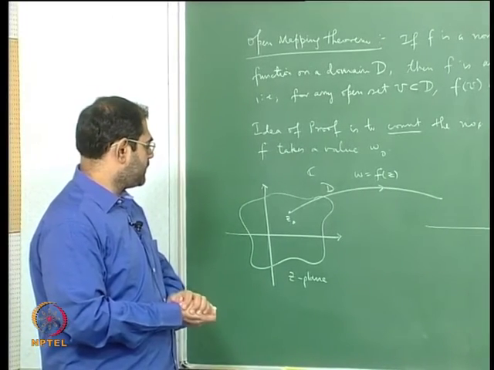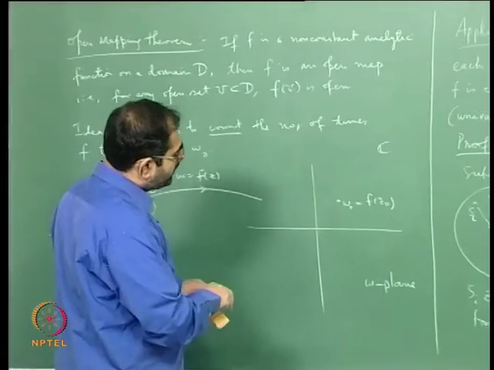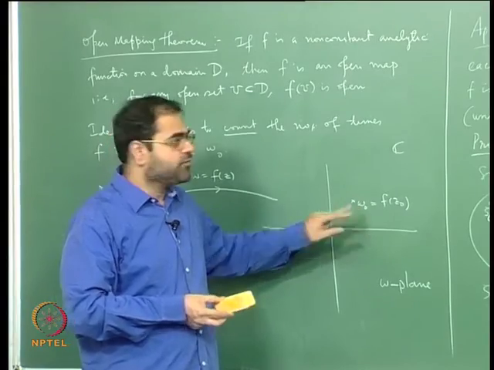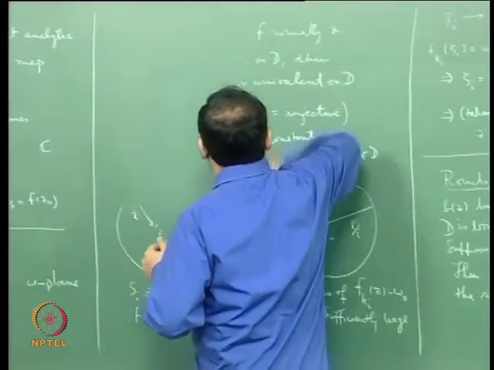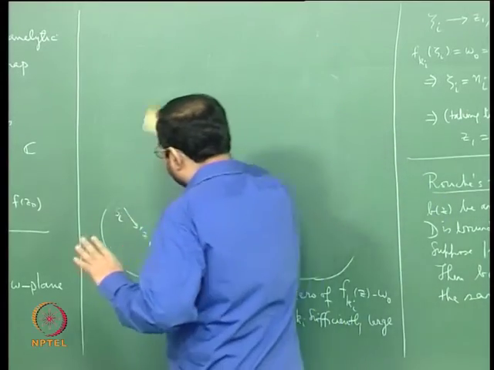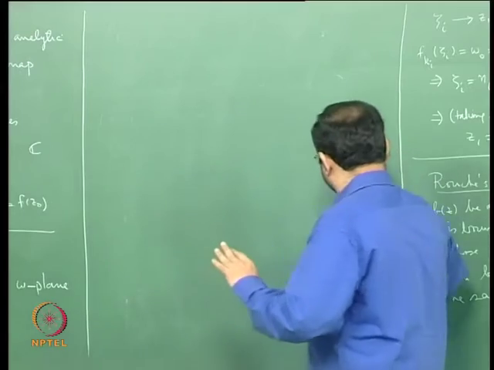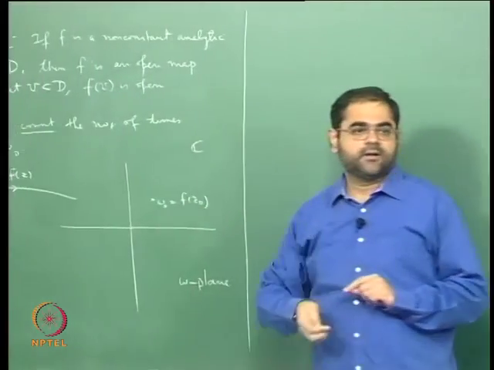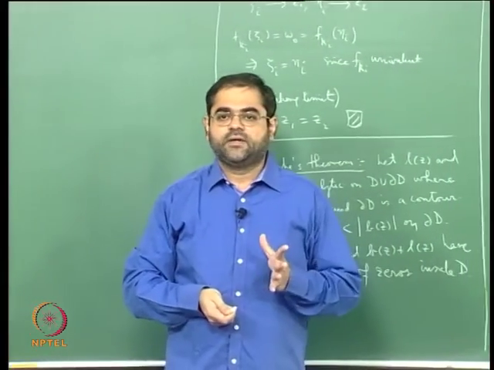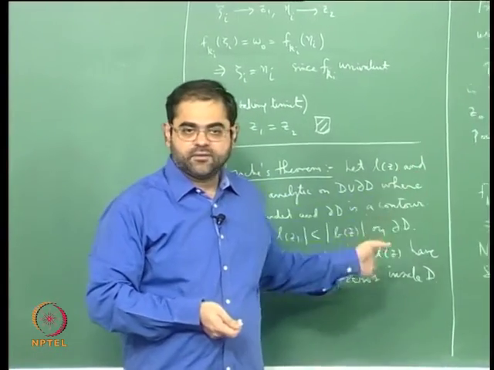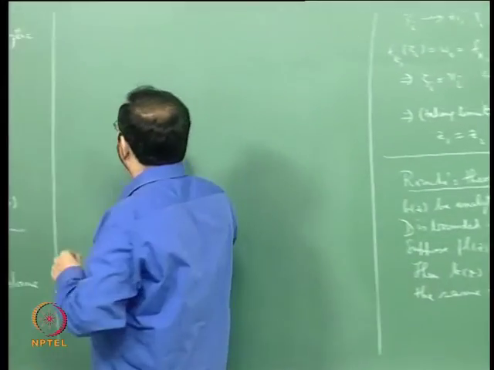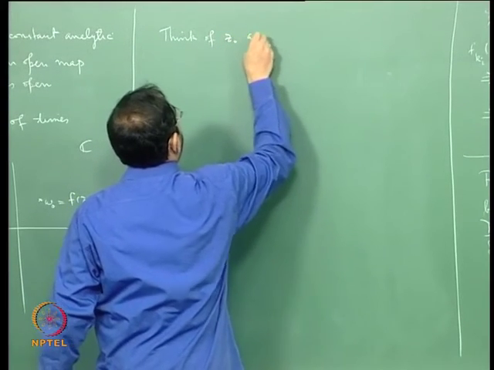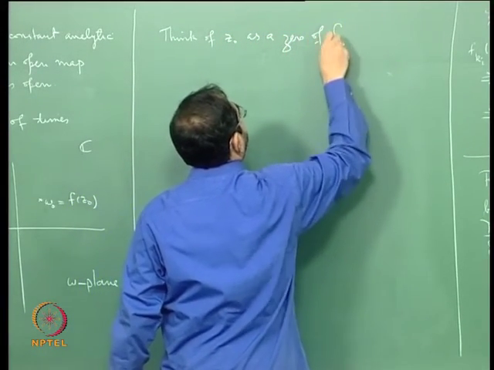Now, how will you count the number of times f takes the value omega naught? You have to think of z naught as a zero of f of z minus omega naught. You see, that's the idea that we have been using all the time, right? So think of z naught as a zero of f of z minus omega naught.